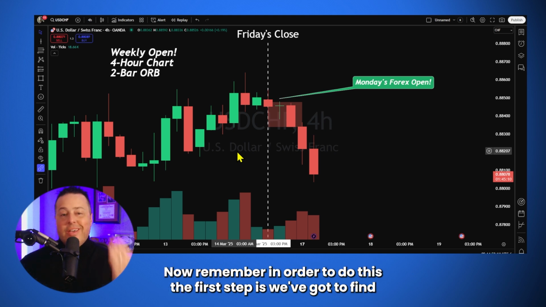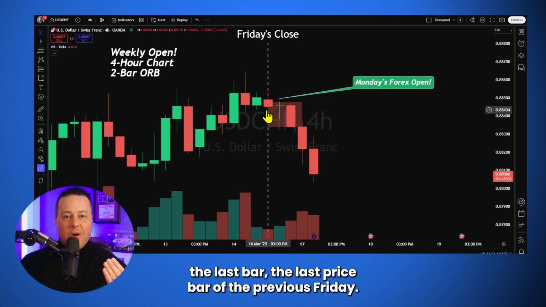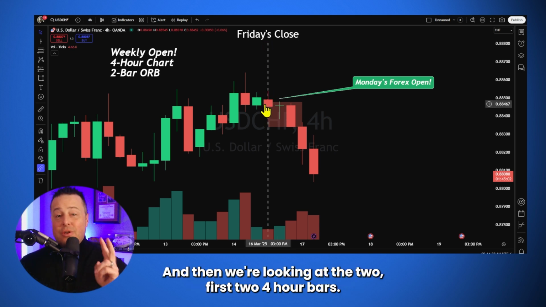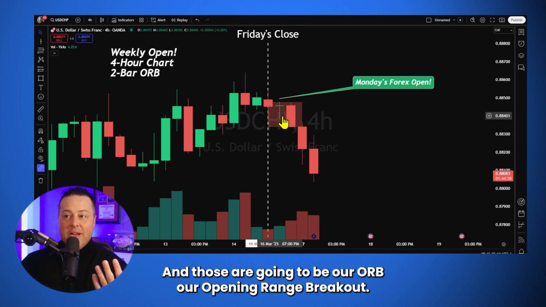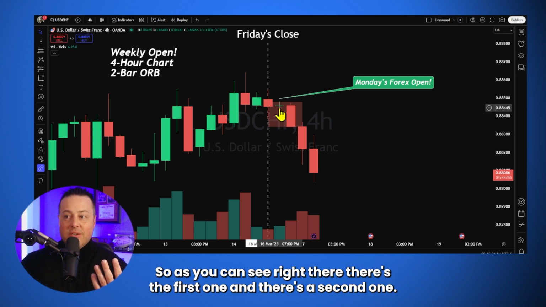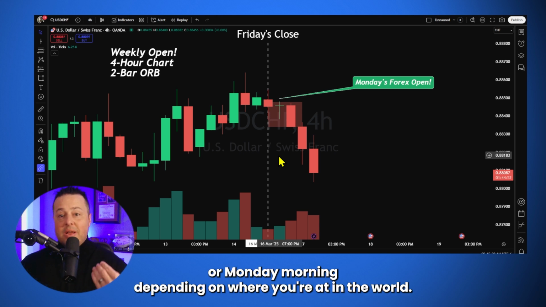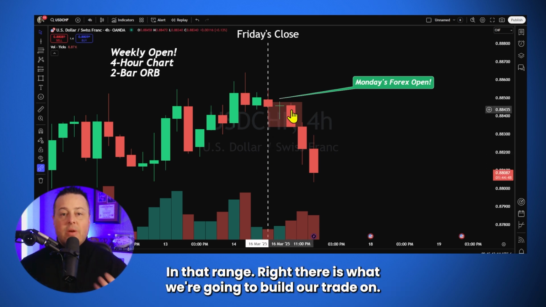Remember, the first step is we've got to find the last price bar of the previous Friday. So that'll be Friday's close. Then we're looking at the first two 4-hour bars, and those are going to be our ORB, our opening range breakout. As you can see right there, there's the first one and there's the second one. This will either be Sunday afternoon or Monday morning, depending on where you're at in the world. And that range right there is what we're going to build our trade on.